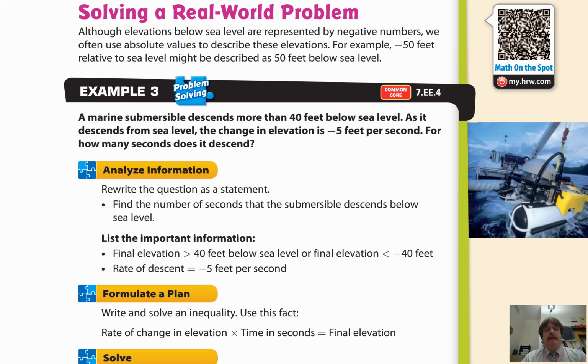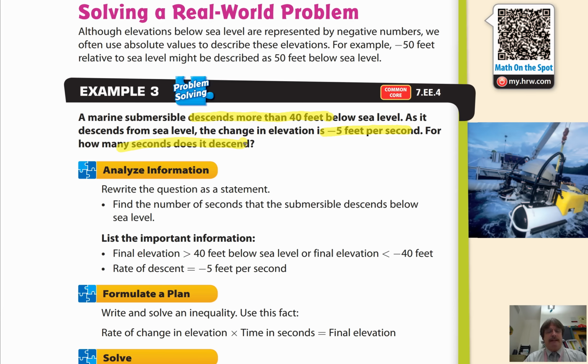Example 3. They have a word problem here. A marine submersible descends more than 40 feet. As it descends from the sea level, the change in elevation is -5 feet per second. So this descends right here is captured already in the negative there. How many seconds does it take to descend?